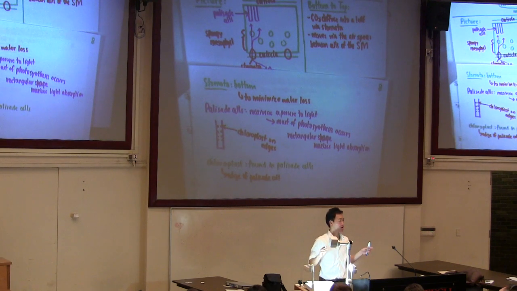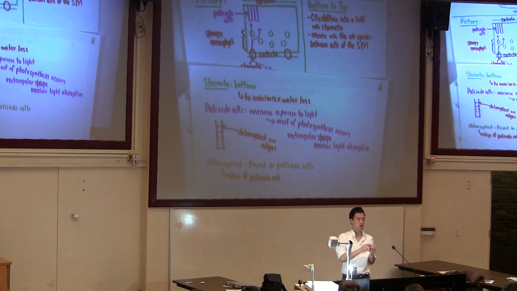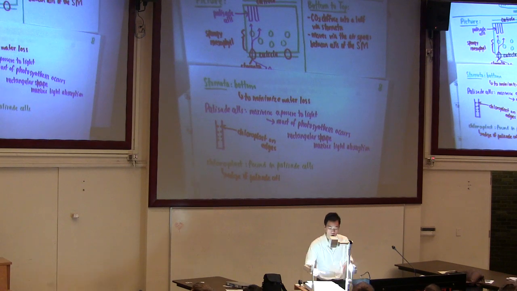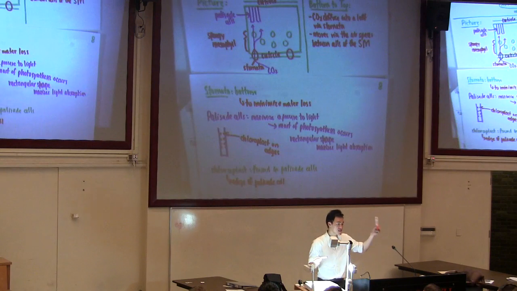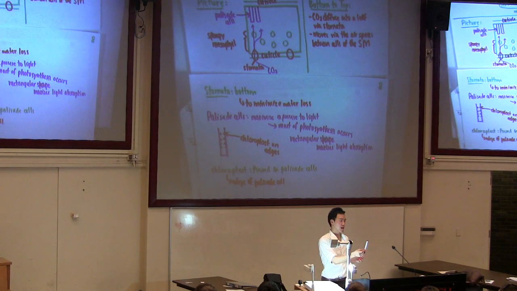Why? Why don't you want to put the chloroplast in the middle of the palisade cell? Because what do you want? What needs to go in the chloroplast? CO2, right? That's the whole point, right? CO2 needs to diffuse into the stroma of the chloroplast for you to have the Calvin cycle.